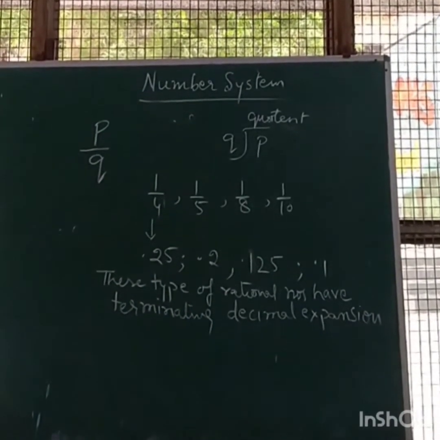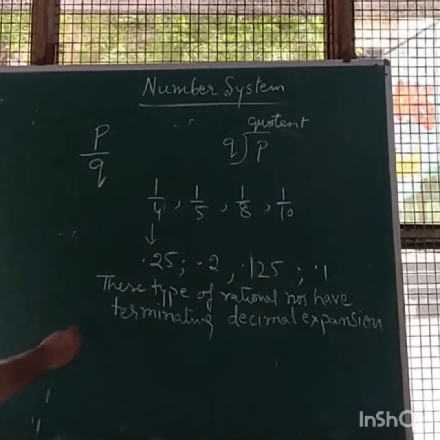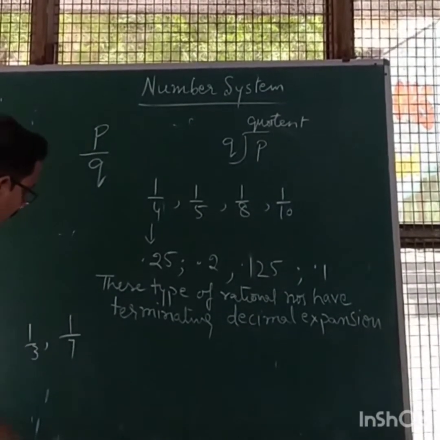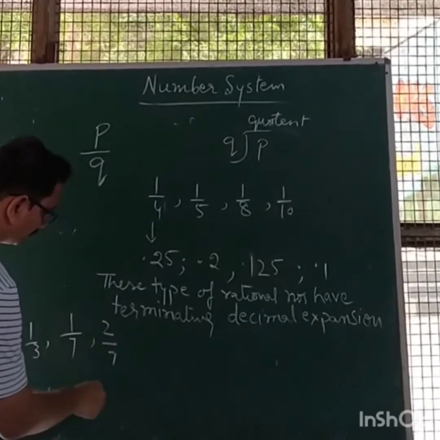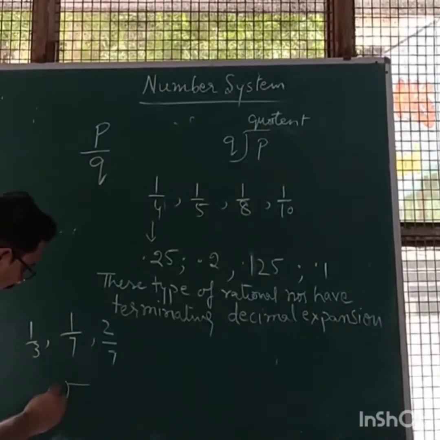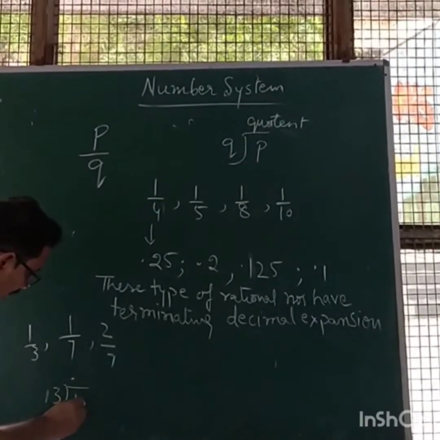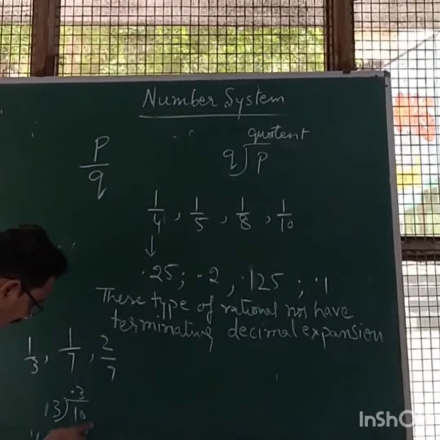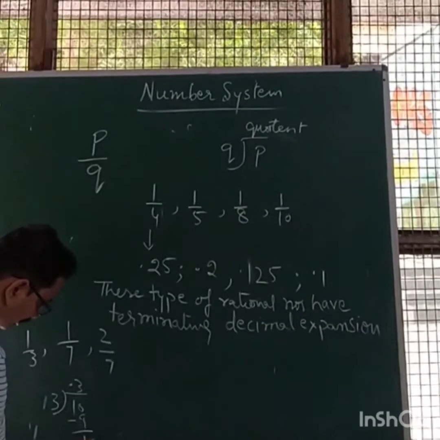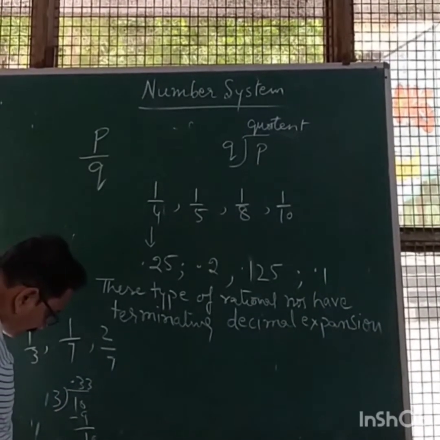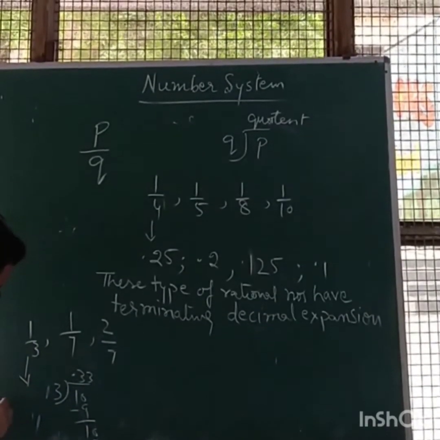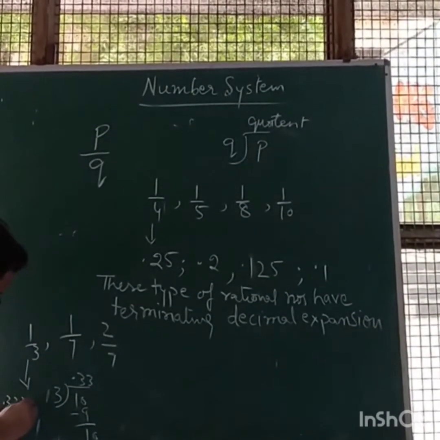Now there are some other types of rational numbers like 1 upon 3, 1 upon 7, 2 upon 7. So let us see their decimal expansion. 1 divided by 3: 3 3s are 9, remainder 1, again 10, 3 3s are 9, again 1, and this will go on. So 1 upon 3 has decimal expansion 0.3333 and so on.